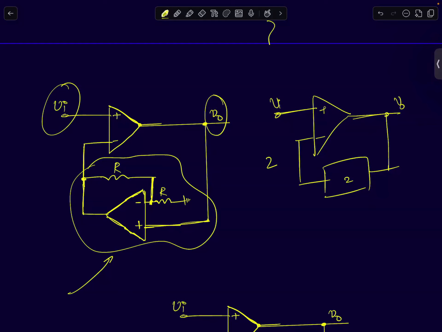Closed loop gain for the circuit. 1 by 2, right? 1 by beta, because the forward path gain is infinity. This op amp is still in negative feedback. So the closed loop gain is 1 by beta. Beta here is 2. Normally we are used to beta being less than 1. I took an example where beta is greater than 1. So the closed loop gain will be half. It will be less than 1.